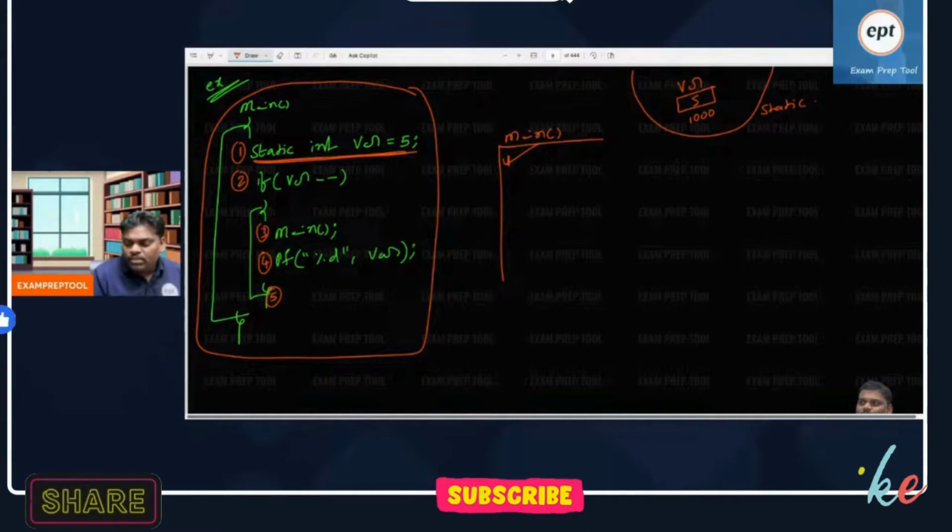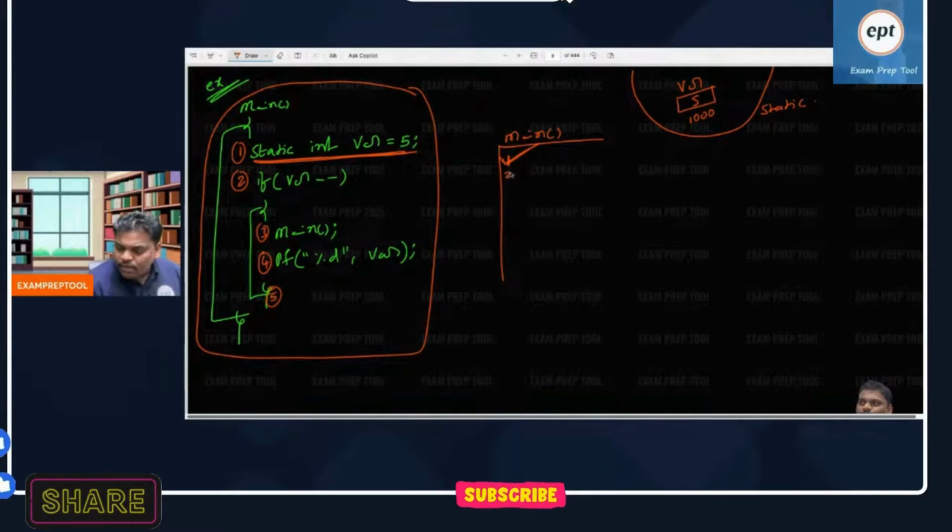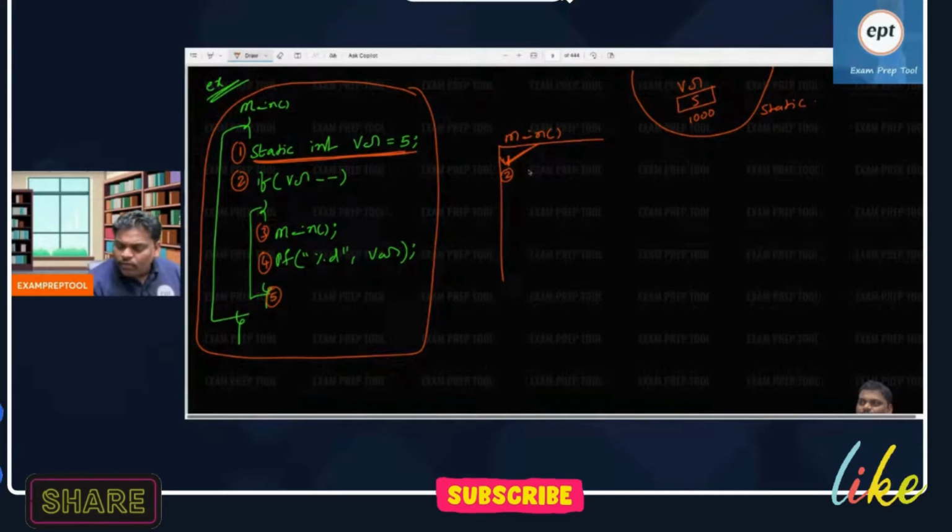By seeing the first line's static keyword, it knows it is related to the compiler. The compiler is already done, so I don't do it again. The first line, simply skip it. Don't do any work. See the second one: condition true or false. Where value 5. 5 minus is 5 only. Where value 5, condition true.